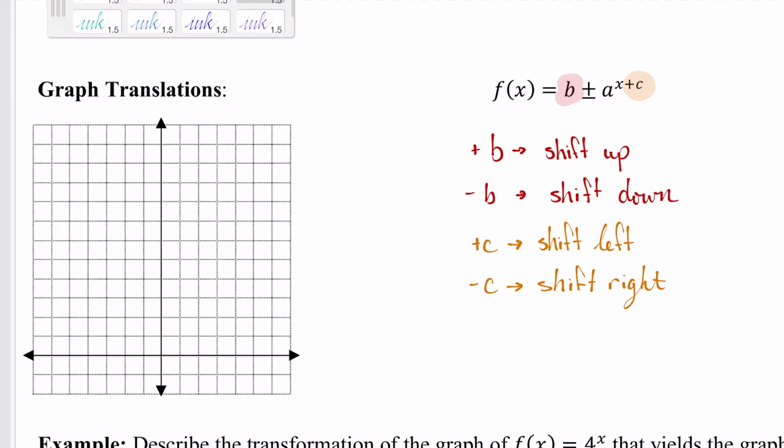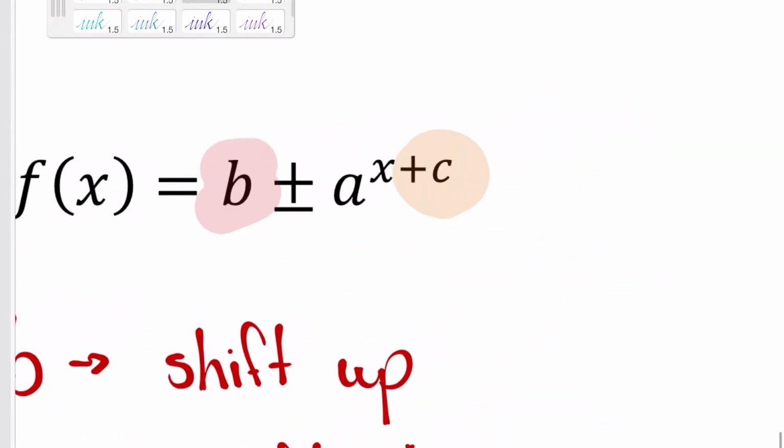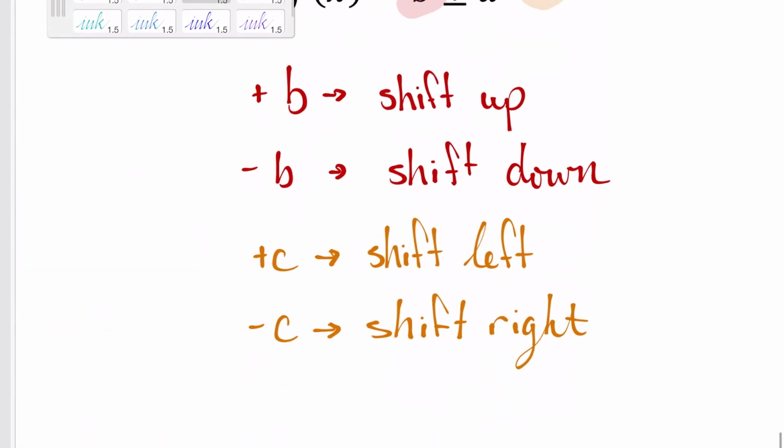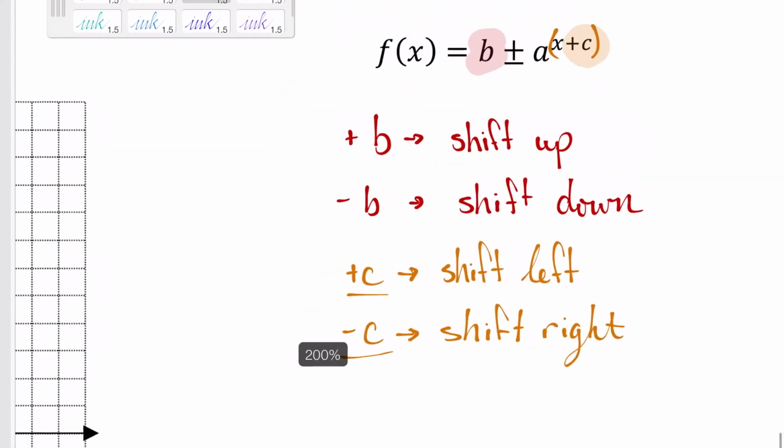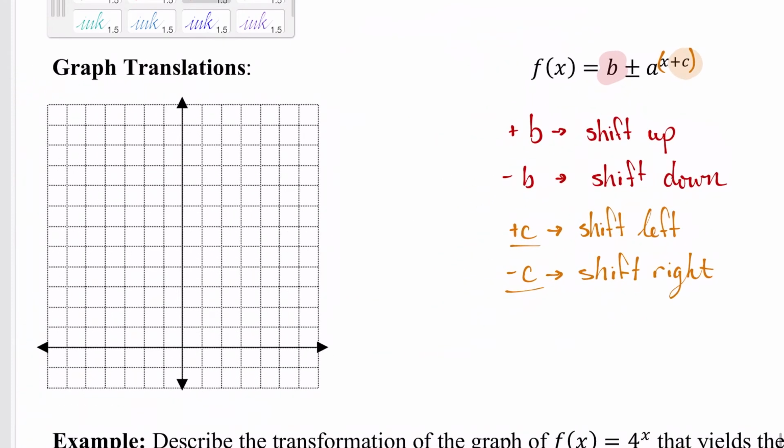So our next bit is when we have translations. If we have a plus or minus on the outside, so it's not actually a part of the exponent itself, it's going to cause our graph to shift up and down. If we have something adding or subtracting with the exponent, inside the exponent, it's going to shift things left and right. And because it's in with my exponent, it's always going to do the opposite. So if it's adding C, it's going to be shifting to the left. If it's subtracting C, it's going to be shifting to the right. So something that we're getting used to around now.